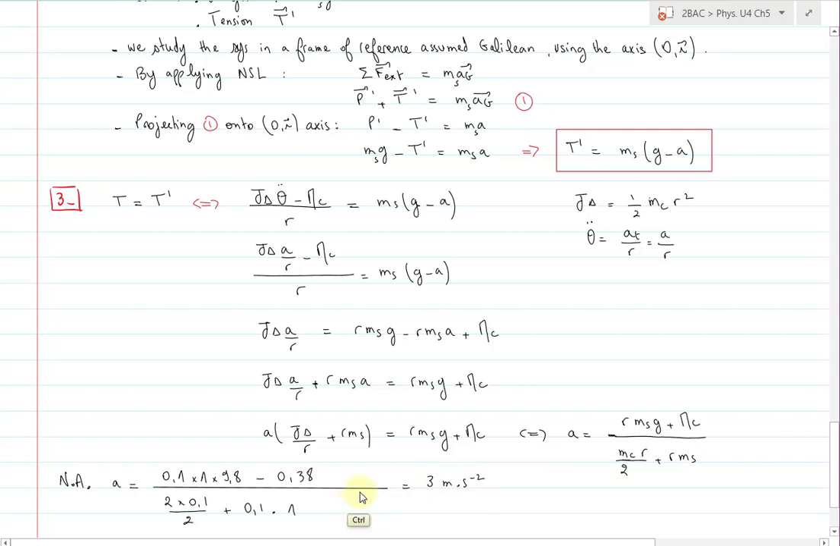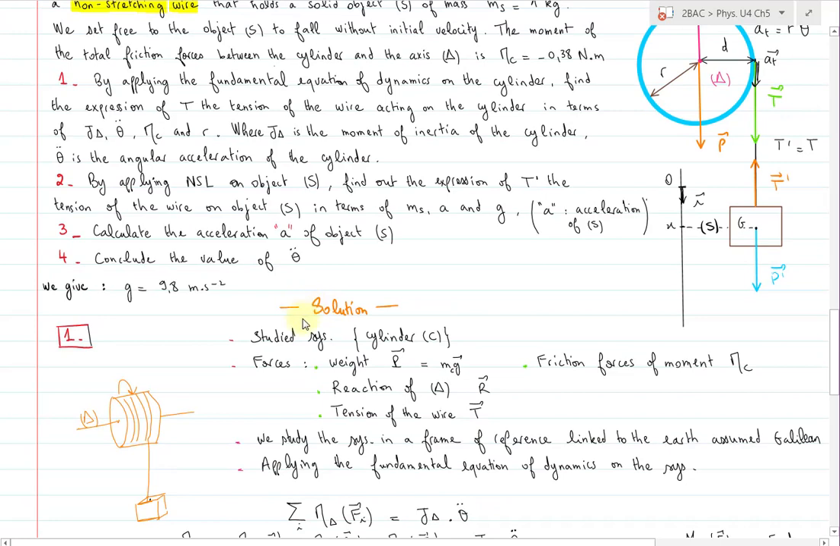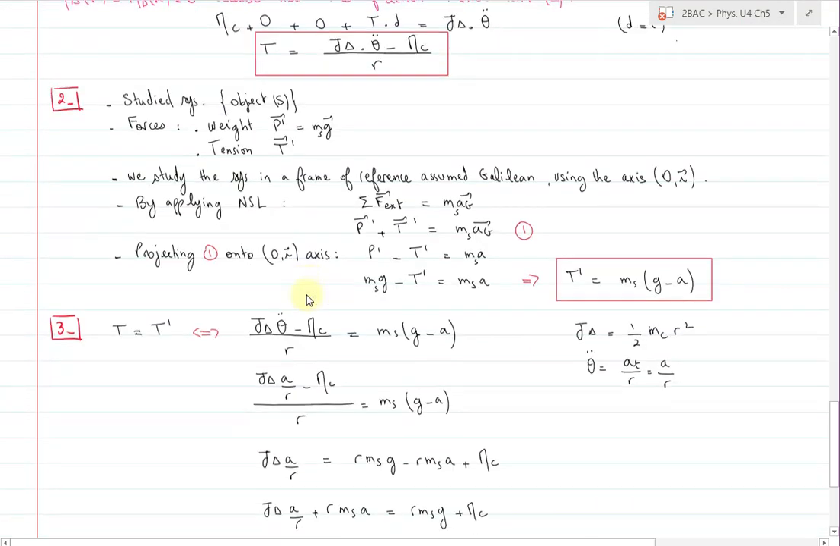Three meters per second square. And the last question, to conclude the value of theta 2 dot.